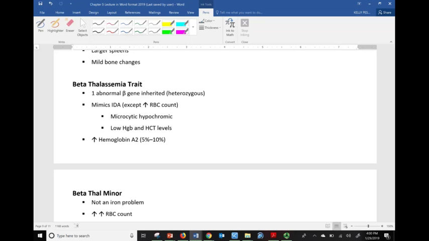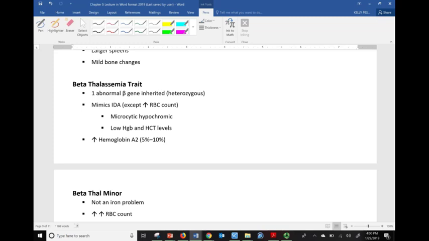And a lot of these people look like they have iron deficiency, except that they are going to have a high red blood cell count. And also their iron stores are going to be normal, and that's because it doesn't have anything to do with iron, so that's why that's not affected.